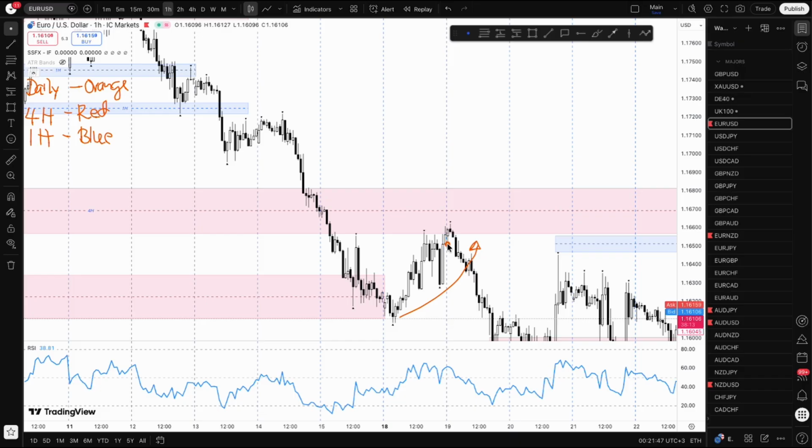And if you can check this right now, you should be able to notice that here the market was making higher highs while the RSI was making lower highs.